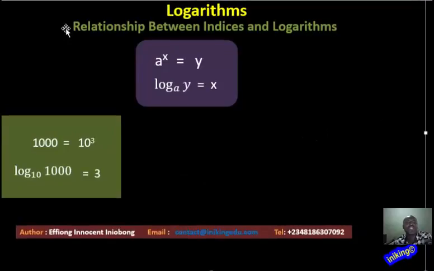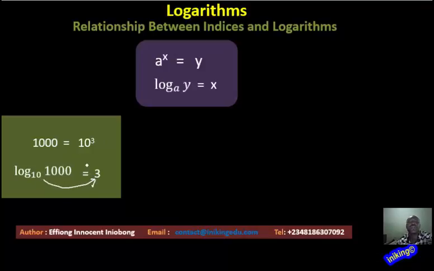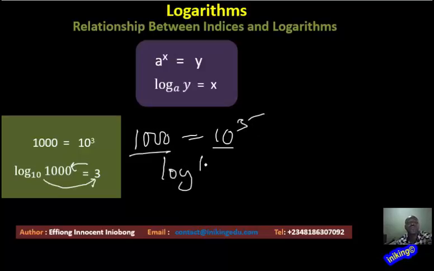Okay, we've seen this already. 10 raised to the power of 3 will give us 1000. So this is the indices form. I can express this straight away that way, and I can say the logarithm of 1000 to the base of 10 is equal to 3.